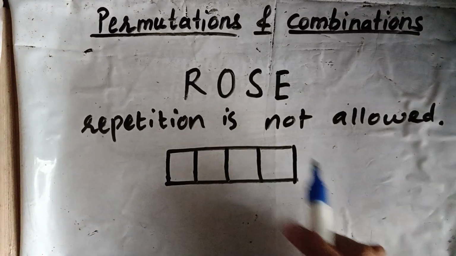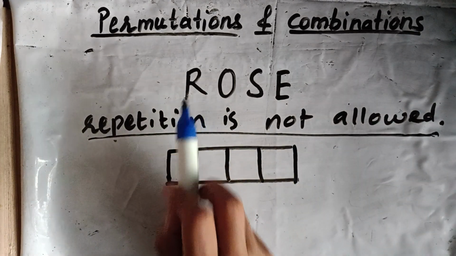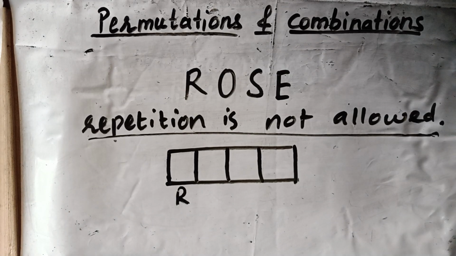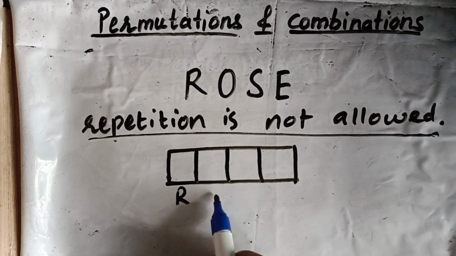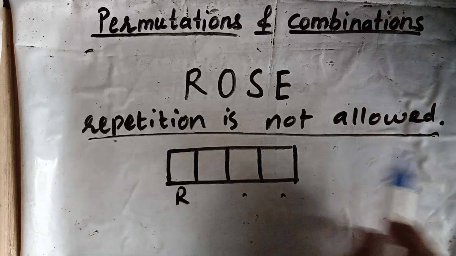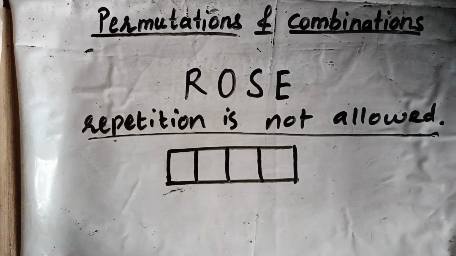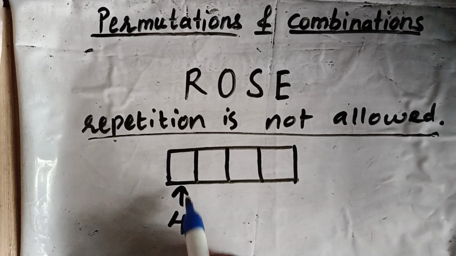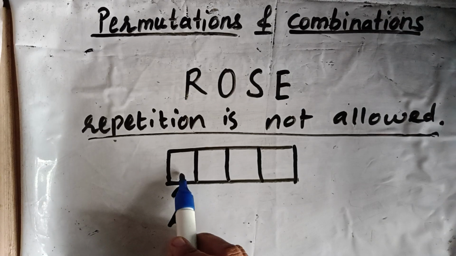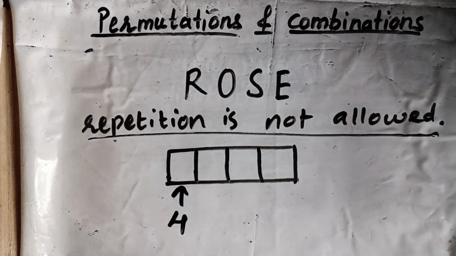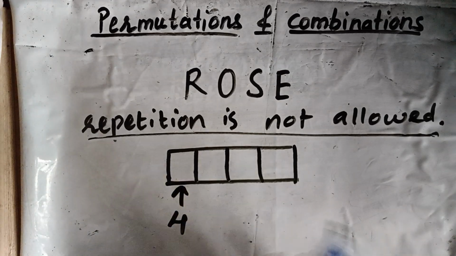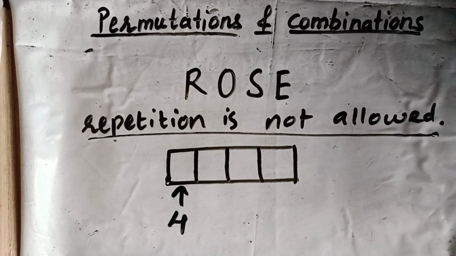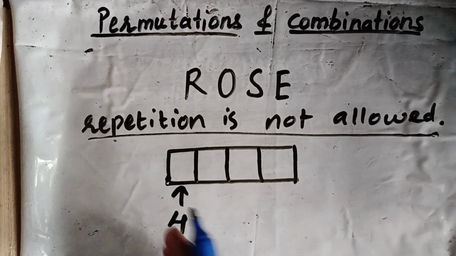So the repetition is not allowed, right? So R, if I take R here, we cannot take R here or here or here because repetition is not allowed. So the first place can be filled in how many ways? 4 ways, because when we go for the first place we have all the 4 letters, right? So there are 4 choices that we can make for filling up the first place.